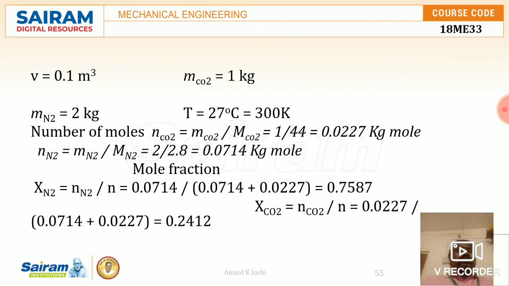Similarly, for the CO2 also we have to calculate, that is nCO2 divided by n. 0.0227 divided by 0.0714 plus 0.0227. If you add these up, you will get 0.2412. This is the mole fraction of that particular gas.